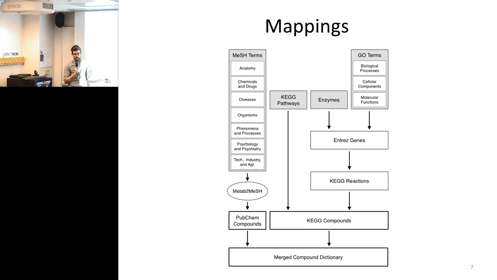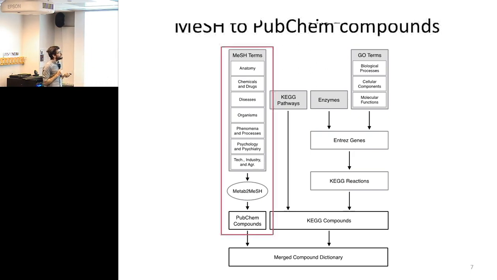To start, I'll tell you how we map MeSH terms, which is comprised of subsets that are anatomical. You can have chemicals and drugs. You can have diseases, which is particularly interesting in a lot of cases. Organisms, phenomena and processes, which overlaps with GO terms. You can have psychology and psychiatry, and then technology, industry, and agriculture, which is like environmental type stuff. So in order to map MeSH terms to PubChem compounds, we go through a tool which was also developed here called metab2mesh.